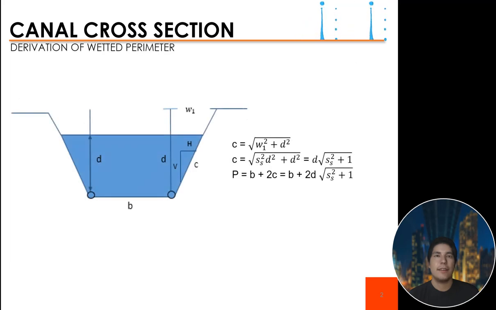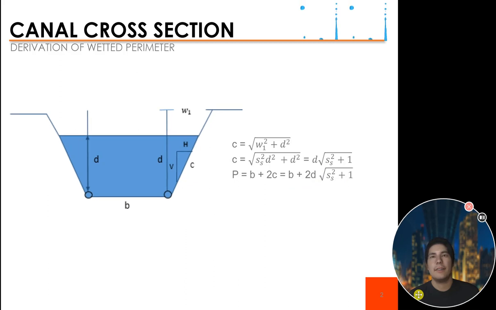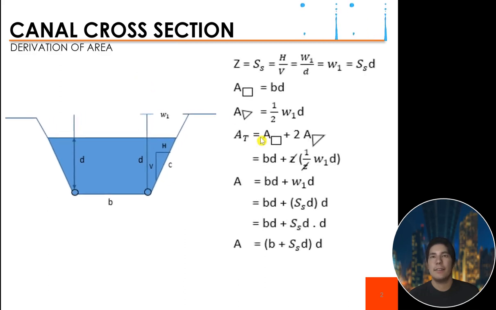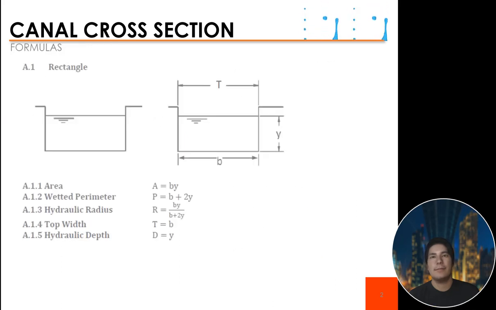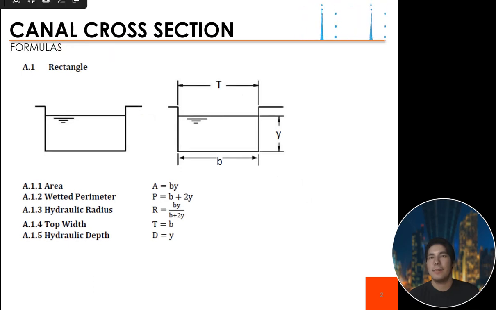So, the derivation of our wetted perimeter is this. So, I'll go straight here, no? The perimeter is just B plus 2 multiplied by the depth, square root of the side slope squared plus 1. And for the area, it is B plus the side slope times the depth, multiplied by the depth. So, very important formulas. Anyway, we have a summary of the formulas that we use for our canal, no?